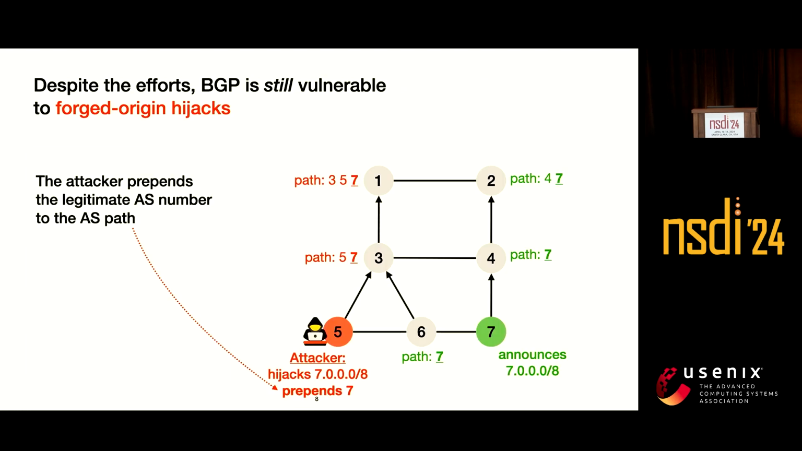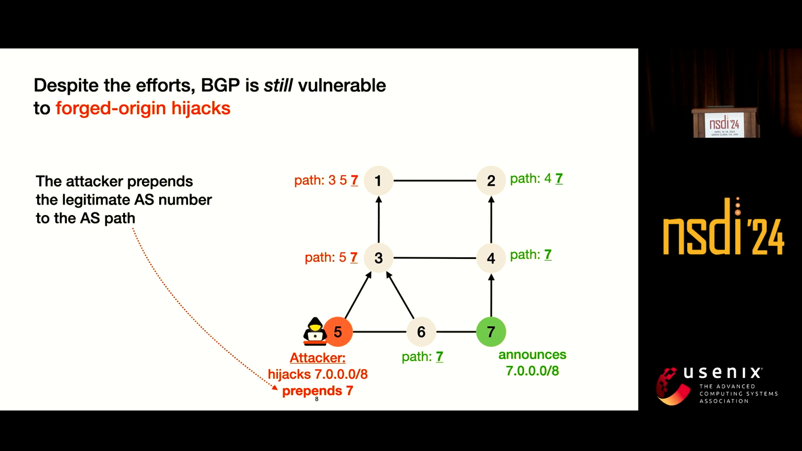Okay? The problem, though, is that today, BGP is still vulnerable to a particular type of BGP hijack that is called forged origin BGP hijack. Okay, so what is it? Well, here, the attacker actually prepends the valid origin in the AS path so that now the hijack route actually appears legitimate from a BGP standpoint.